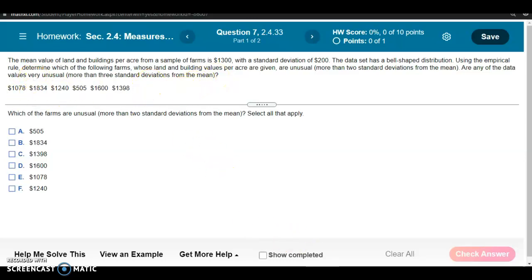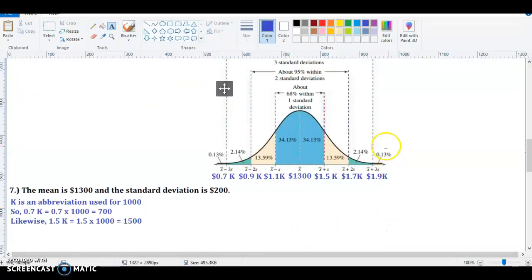Okay, so once again, to answer this question, I've copied over the diagram for the empirical rule, and then I've filled in the values according to the mean and standard deviation given in that problem. So the mean of 1300 goes in the middle, and then you get the values that are 1 standard deviation to the left and 1 standard deviation to the right. Likewise, the values that are 2 standard deviations to the left and 2 standard deviations to the right, and so on. Since I can't fit every number in this diagram, I had to abbreviate.